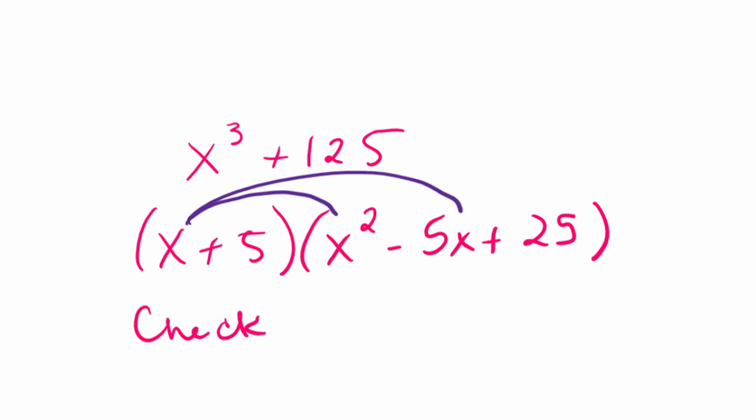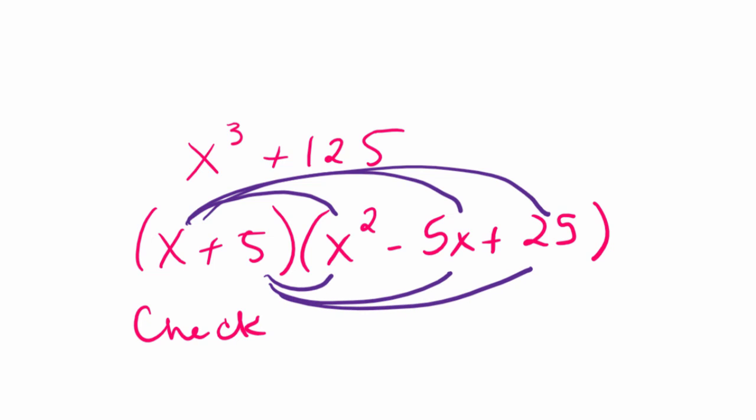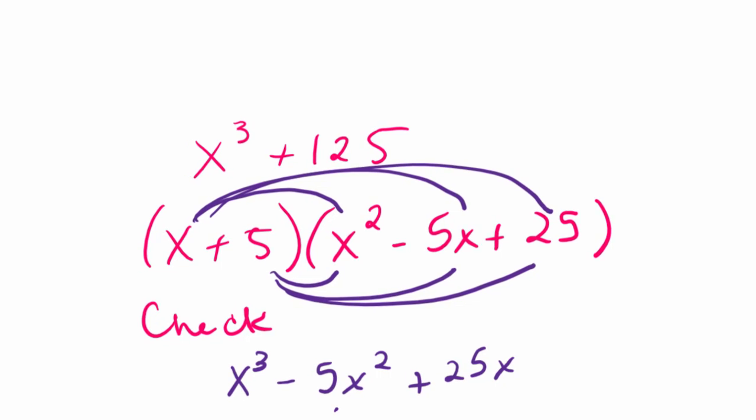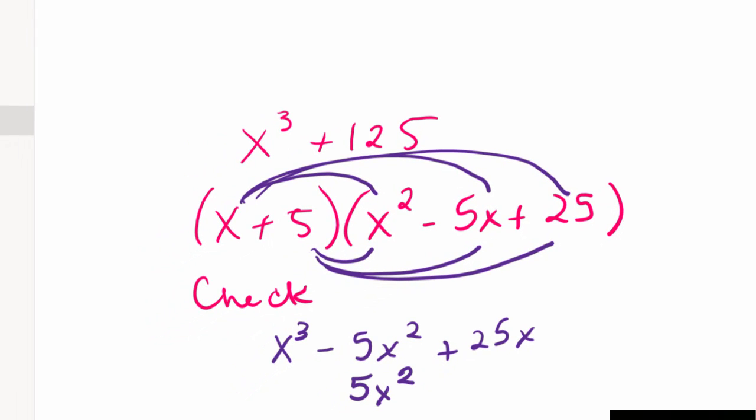First, we distribute the x throughout the trinomial, and then we're going to distribute the 5. So that's going to give us 6 terms. So we get x cubed minus 5x squared plus 25x. And then when we distribute the 5, we get 5x squared, and I'm going to line up the like terms, minus 25x plus 125.